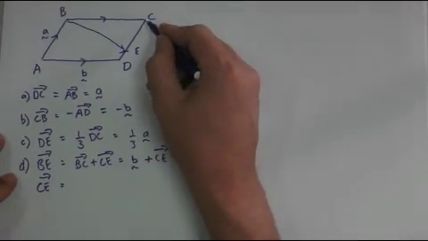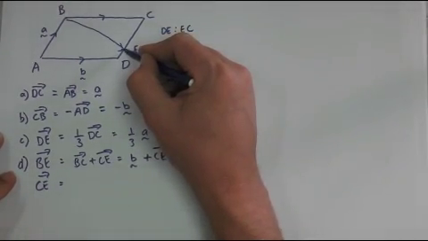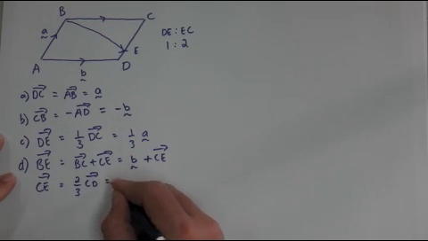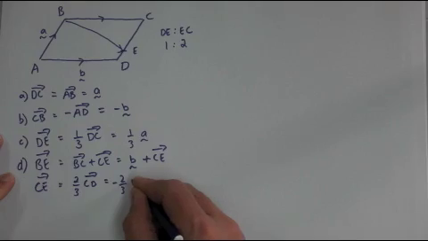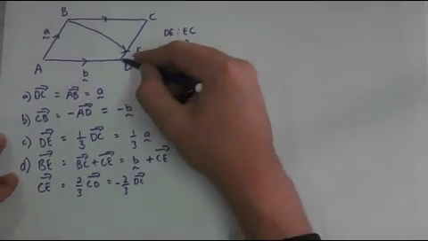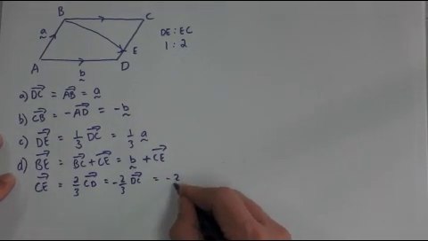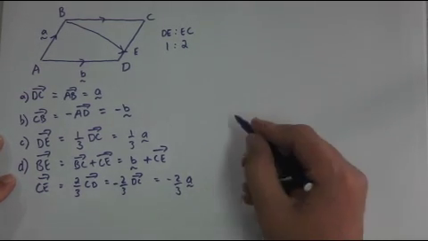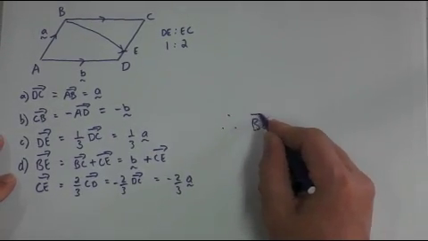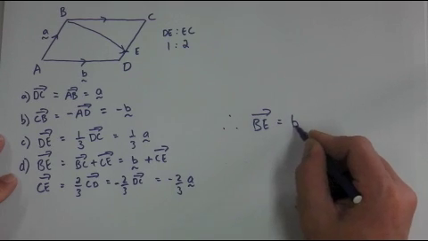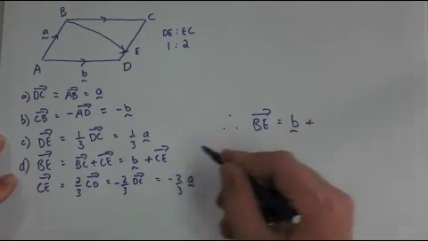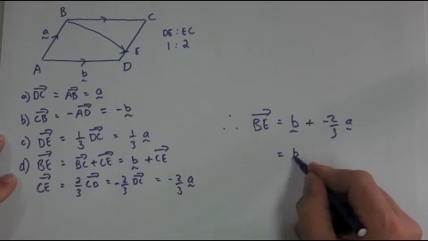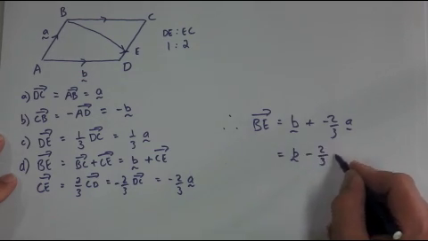CE, from here to here, is 2/3 of the vector CD, which is the same as 2/3 and negative of the vector DC, because again we need to have it in the other direction. So that would be minus 2/3 of DC, and DC is A, so there we have. So therefore BE, this vector I needed to find, was going to be equal to B plus CE, CE being minus 2/3 A, and so our vector therefore can be given as B take 2/3 A.